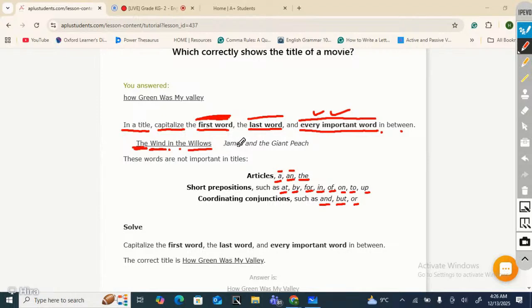Look at this title, James and the Giant Peach. Capitalize the first word, capitalize the last word, and every important word; Giant is an important word. But these two words, the coordinating conjunction and and the, are not capitalized because they are used in the middle of the title. Let's revise again. In a title, capitalize the first word, the last word, and every important word in between.